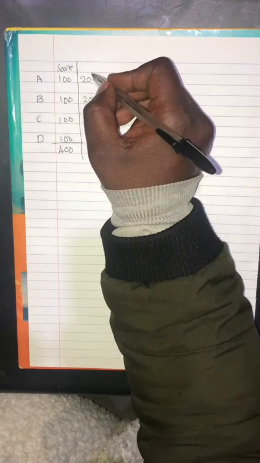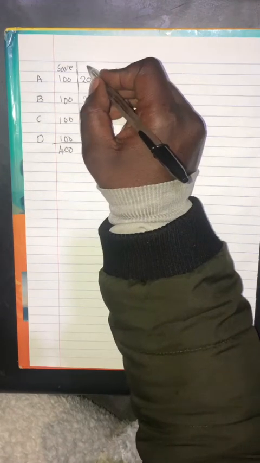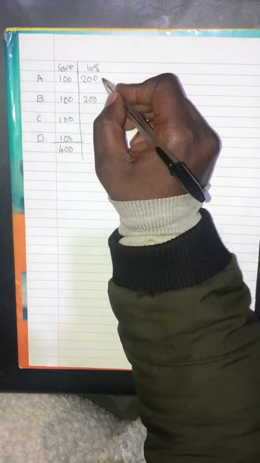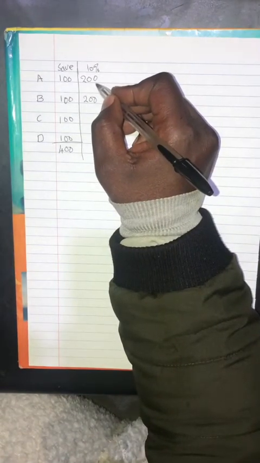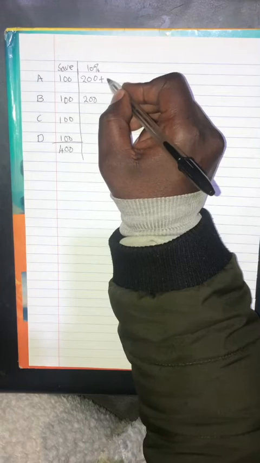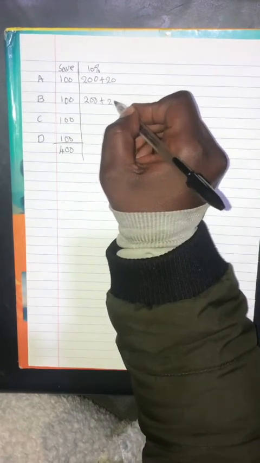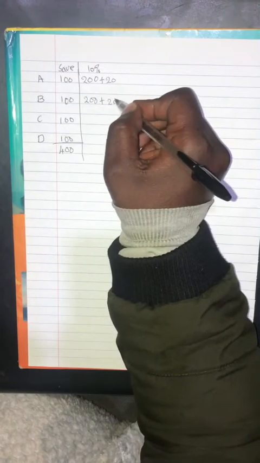According to their constitution, these guys decided to add a profit or an interest rate of 10%. All right, the 10% interest makes 10% of 200 kwacha to be 20 kwacha. So the interest we're going to add is 20 kwacha for each member that has borrowed 200 kwacha.